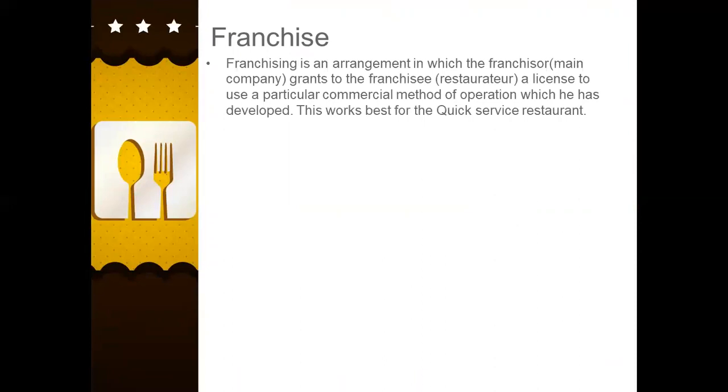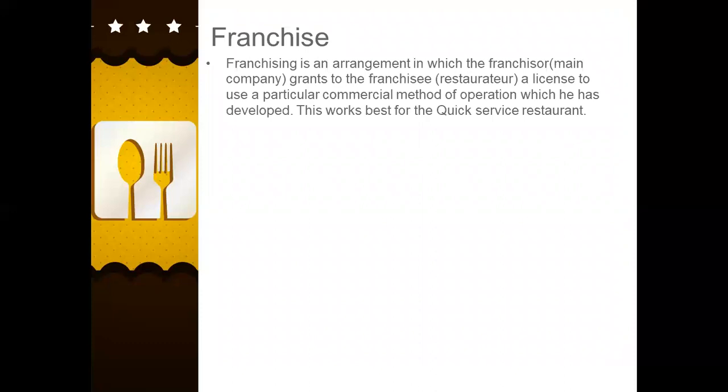Now, we have something which is called franchise. Now, what is franchise? Franchising is an agreement in which the franchisor grants to the franchisee a license to use a particular commercial method which is developed by him. Now, this works best for quick service restaurants. I'm sure you all know what quick service restaurants are. These are our fast food outlets.